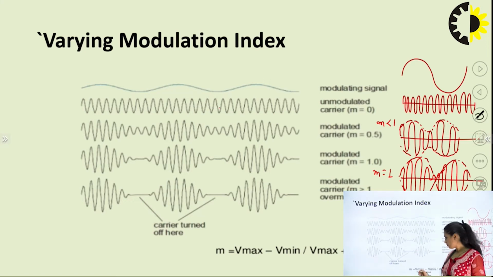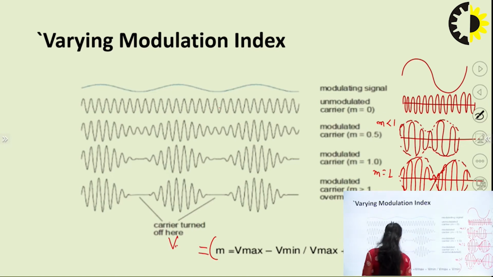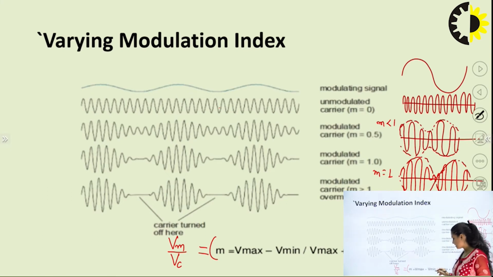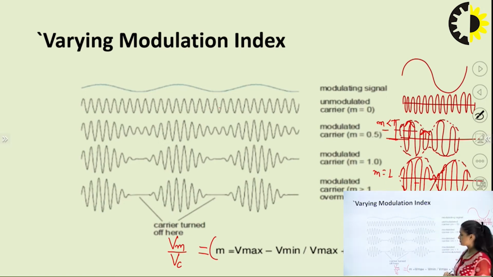This is another formula for my modulation index, that is either I can have small m equals Vm by Vc, or I can write it as Vmax minus Vmin upon Vmax plus Vmin. What is my Vmax here? This is my Vmax and this is my Vmin. This is my Vmax and this is my Vmin, right? Vmax minus Vmin upon Vmax plus Vmin.